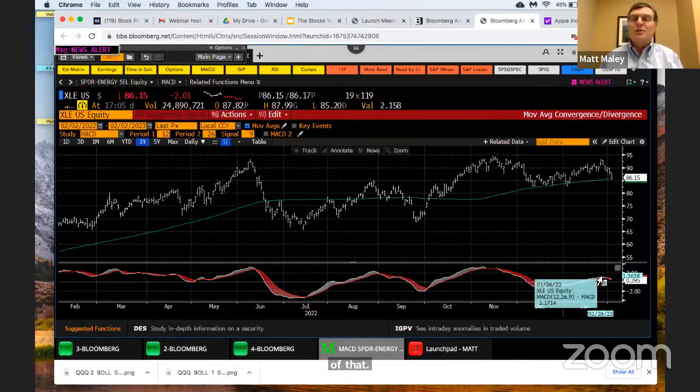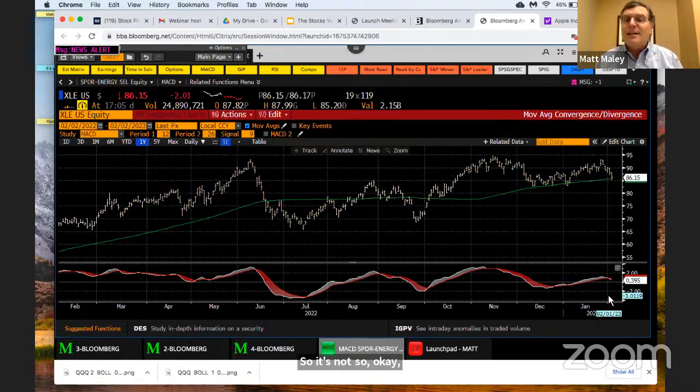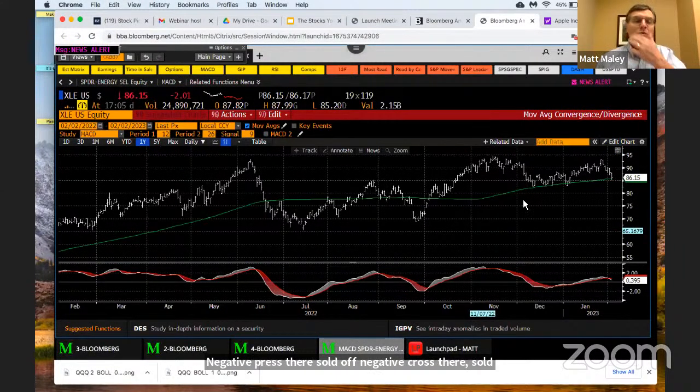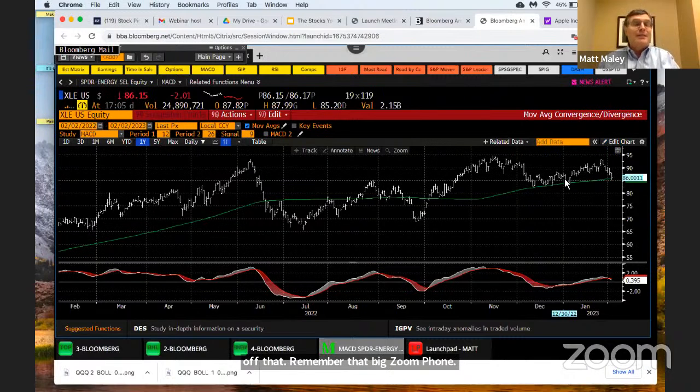Negative cross. It shows that it's maybe seen all these other times, it was testing the 100-day moving average. It was not seeing a negative cross. Now it is. See what happened the last couple of times? Negative cross, sold off there. Negative cross there, sold off. Negative cross there, sold off. Remember that big June one. So this is going to be one where I like it longer term in the intermediate term.